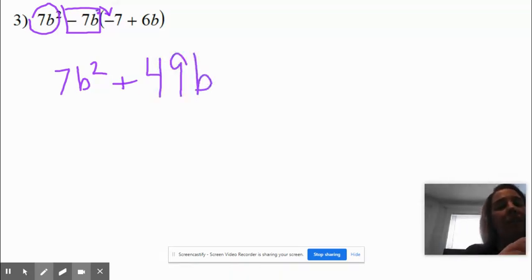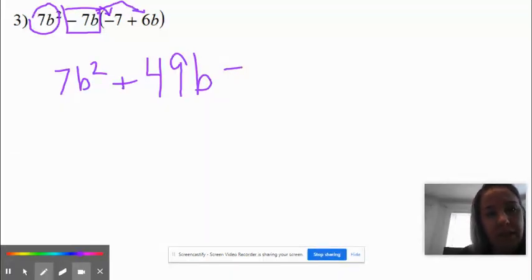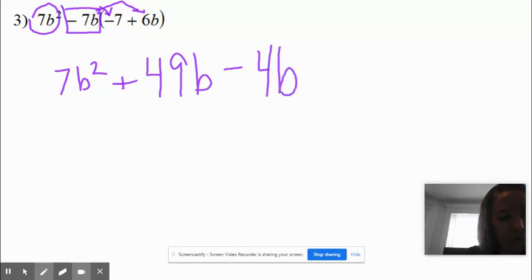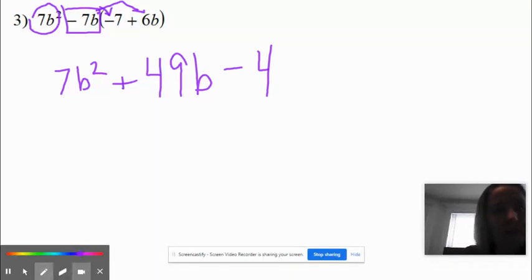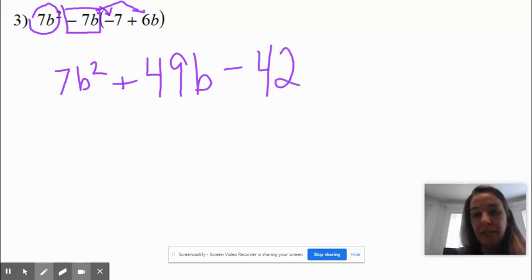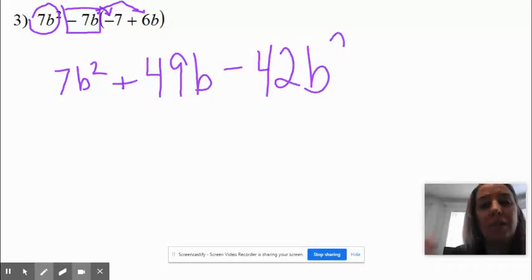And then negative 7b times a positive 6b, negative times a positive is a negative. And 7 times 6, 42. Oops, sorry. So, negative 7b times 6b, negative 42. And the b times the b is what gives us our b squared.